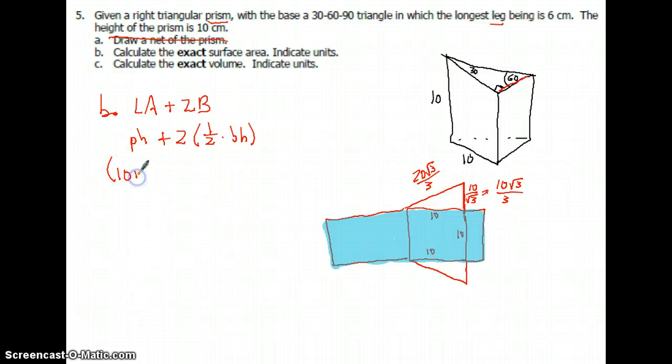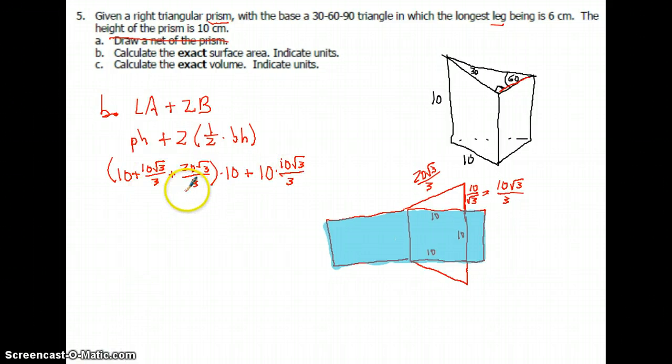The perimeter here is all these things added up, which I got a minute ago: 10 plus 10 square root of 3 over 3, and it wants exact, so then 20 square root of 3 over 3, times the height, which I haven't done yet, times 10. Plus, well, the 2 and the half cancel. The bases of the triangle, I'm going to say, are 10 and 10 square root of 3 over 3.